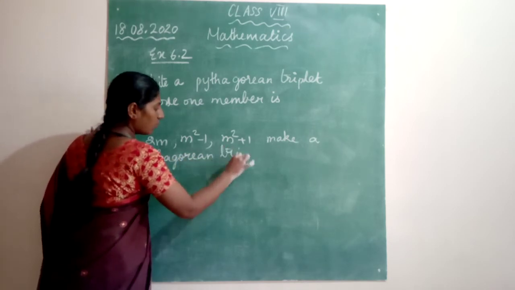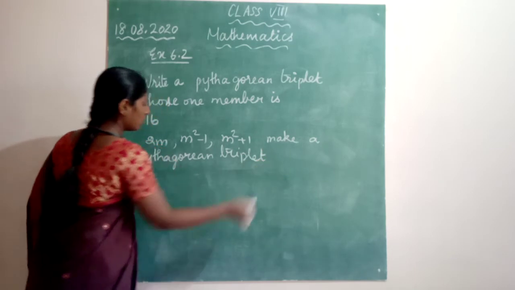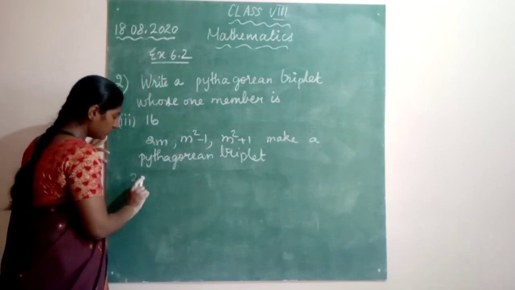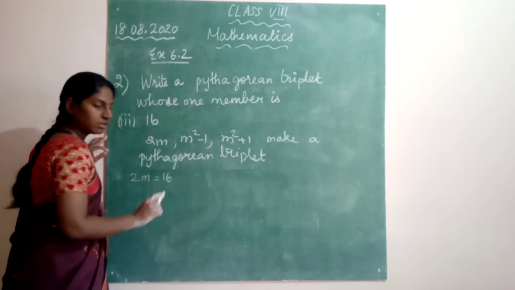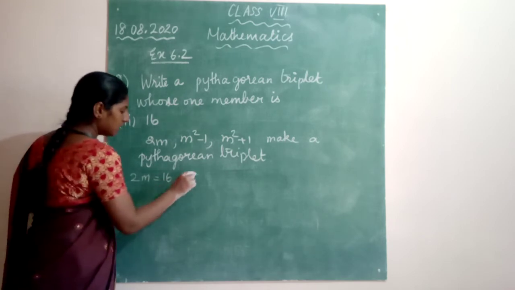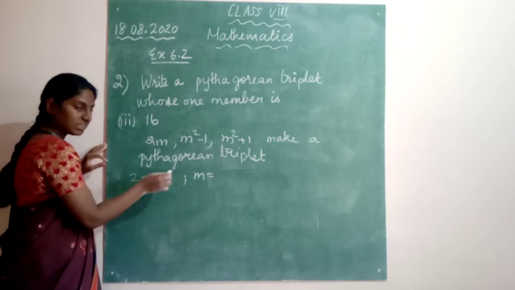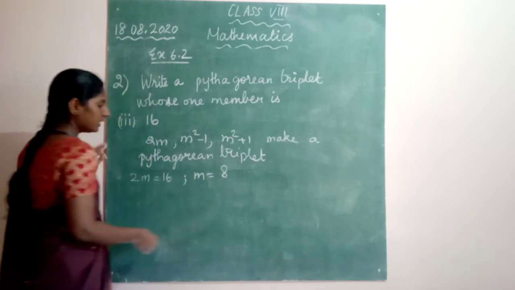So now what we have to do? We have to substitute 2m is equal to 16. So then what will m be equal to? m will be equal to 8, right? 2 8s are 16, no? So m is equal to 8.